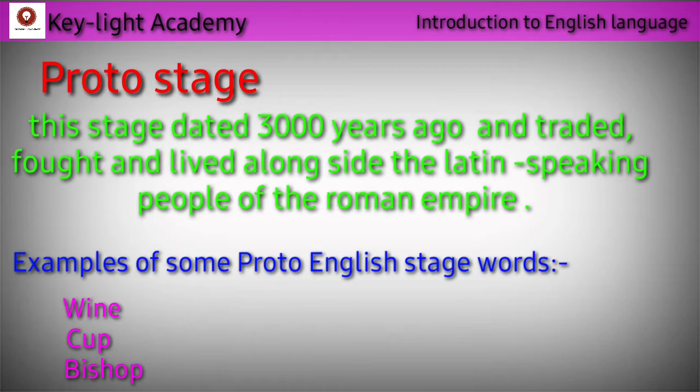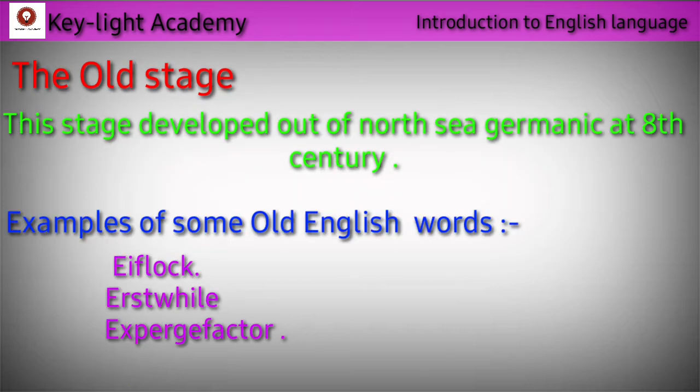The Proto-Germanic language group can be traced back to a region in modern Germany and southern Sweden some 3,000 years ago. These people traded, fought and lived alongside the Latin-speaking people of the Roman Empire. Thus, Latin loan words such as wine, cup, and bishop entered the vocabulary.